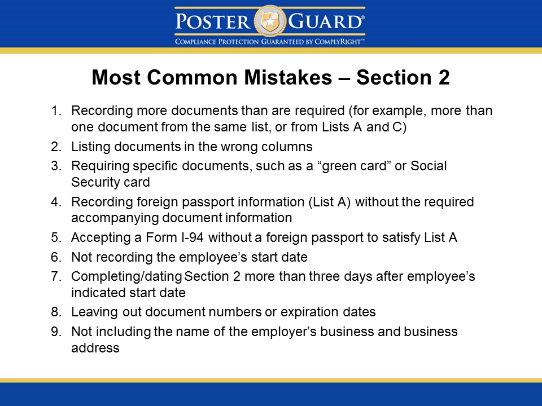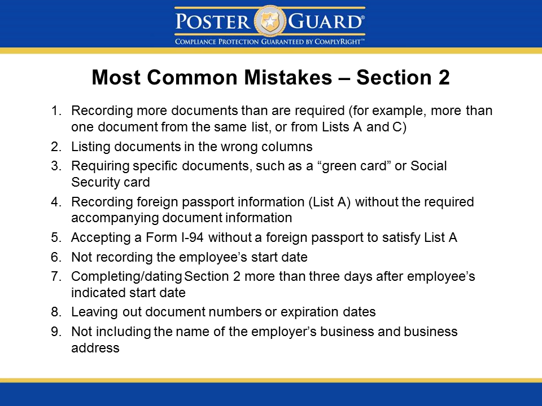Fourth is recording foreign passport information from List A without the required accompanying document information. So as you can see on the form, if you're using a foreign passport in List A, the form tells you what's required next to that, so don't leave it blank. And then along similar lines, number 5, is accepting a Form I-94 without a foreign passport to satisfy List A. Again, follow the form and you would see that these go together. Number 6 is not recording the employee's start date, so don't ever leave that one blank. 7 is completing or dating Section 2 more than 3 days after the employee's indicated start date.